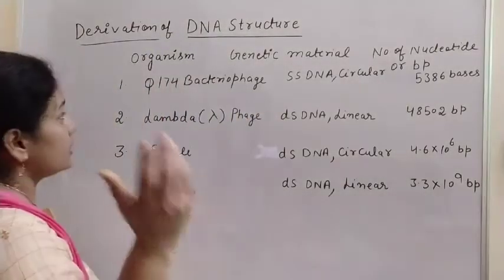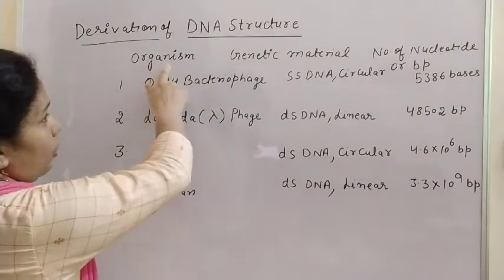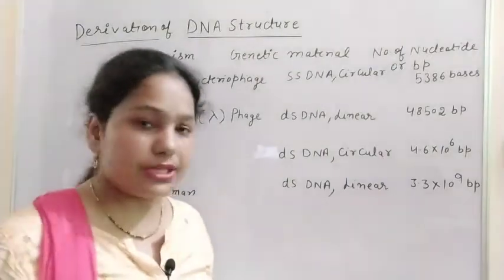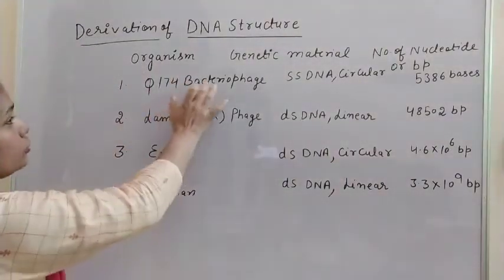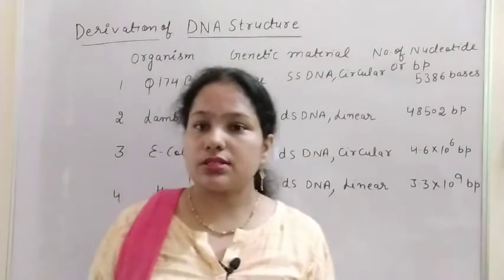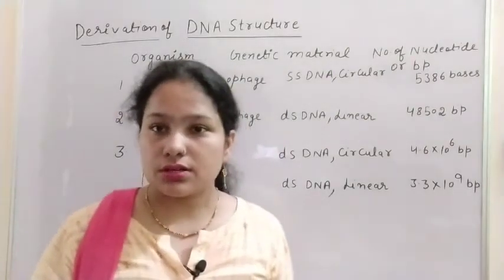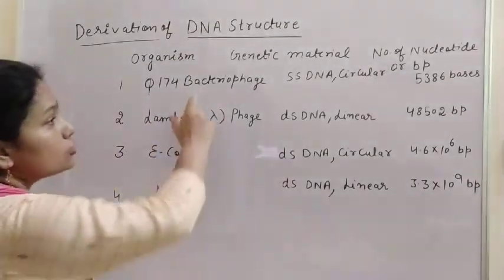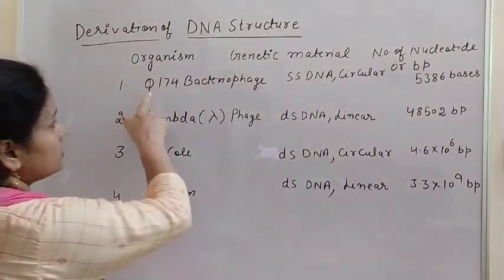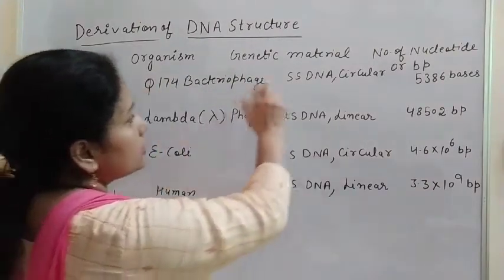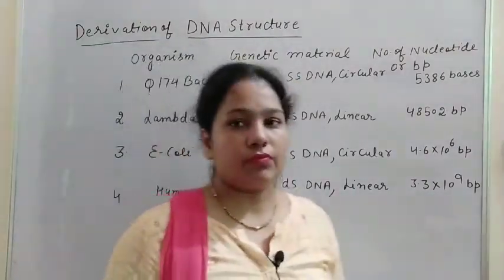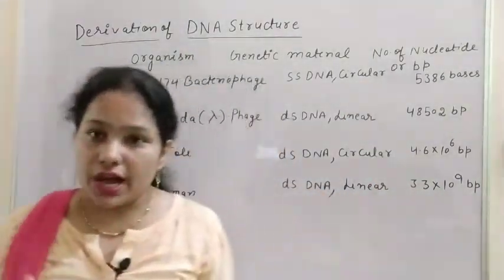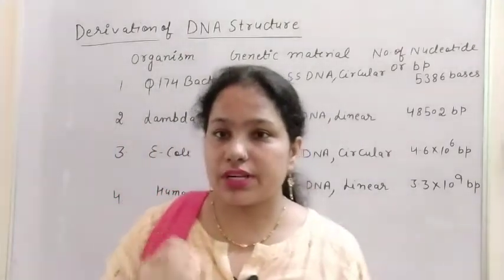So let's take examples. There are the organisms, genetic material and number of nucleotides or base pairs. First, bacteriophage. What is bacteriophage? Bacteriophage is a virus which attacks bacteria, so it is known as bacteriophage. This bacteriophage, its name is 5174, has single stranded DNA, and the circular DNA is present. Single stranded circular, what is the meaning?